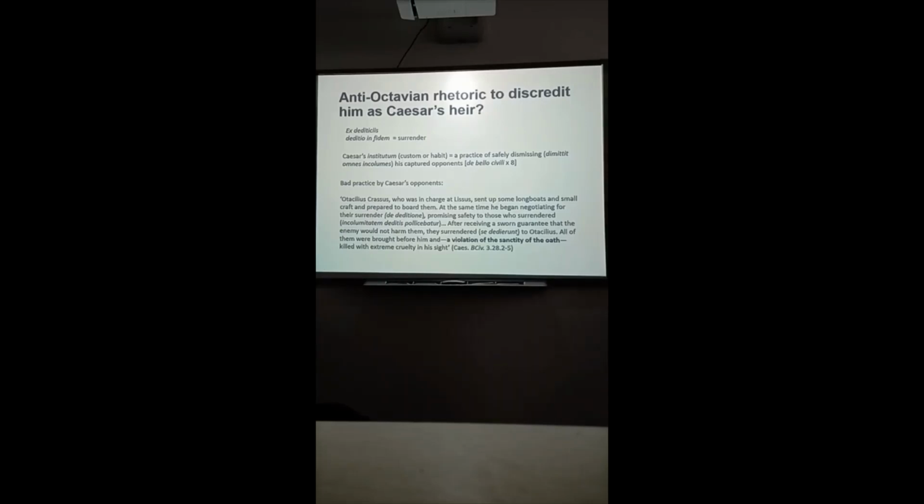in his sight. Now, this is Caesar presenting his opponent and the treatment of Caesar's soldiers and sailors. But this is Caesar contrasting his approach, which is, I release you safely, with the horrible things my opponents are doing. And the reason I want to highlight this to you is because the Latin that we'll see in Suetonius refers to these people as those who have surrendered, and that's their status. Next slide, but we'll go back to the Suetonius.